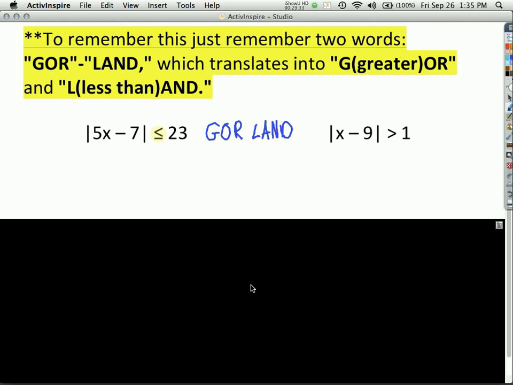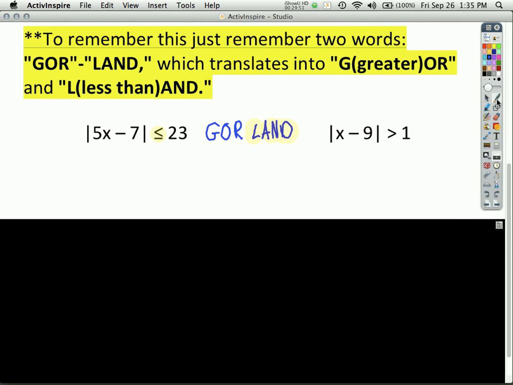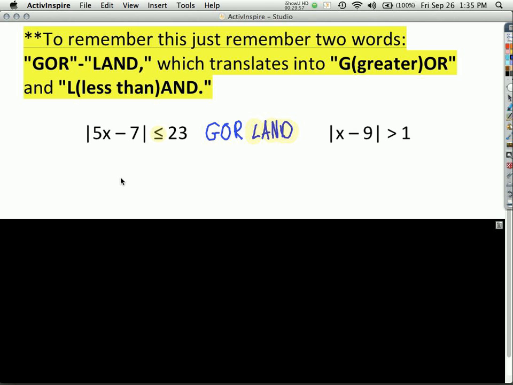Okay, so this is a less than symbol. That's a less than. You start reading from left to right, so that is less than 23. So this is a less than symbol, which means we are going to translate this to an AND inequality. An AND inequality, you'll remember, has the x terms in the middle and then some numbers on the outside.